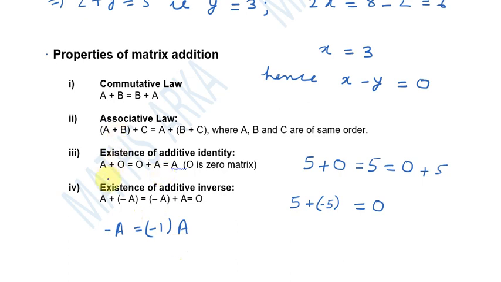So these are the properties that are satisfied by matrix addition, and you can check this with any of the matrices. These properties would be satisfied by any matrix, and with their use you would be able to solve a few of the problems. Whenever we require, we can use these properties of matrices.